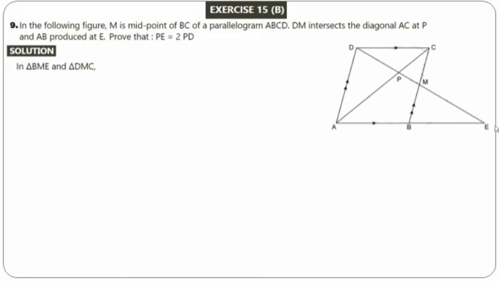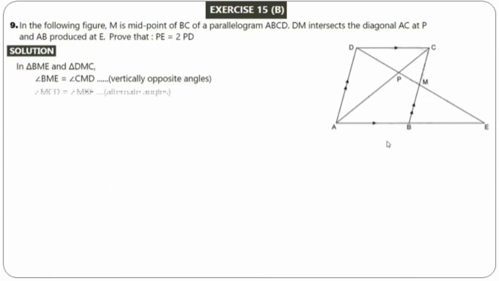BME and DMC. So basically this triangle and this triangle, if you observe these, you have this angle and this angle equal. You know why? Because they are vertically opposite. Okay. Now also this side and this side, are they parallel? DC and BE? Yes, definitely, because you know in a parallelogram DC and AB are parallel. So that's why DC will be parallel to BE as well.